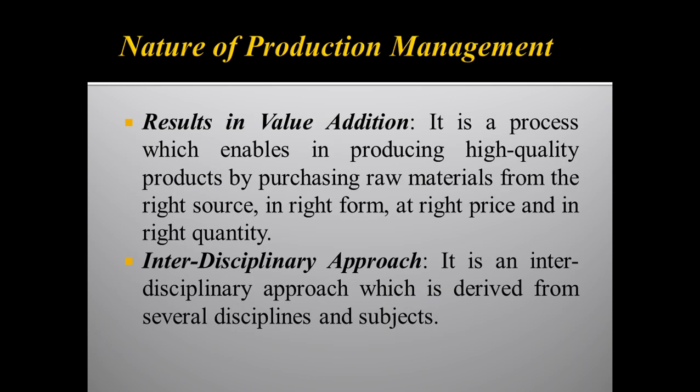After understanding the features of production management, now we are going to learn about the nature of production management. First is that it helps in the results of value addition. It is a process which enables producing high quality products by purchasing raw materials from the right source, in the right form, at the right price and in the right quantity. That means here we are talking about the 6 R's, which are a very essential part of every form of business management.